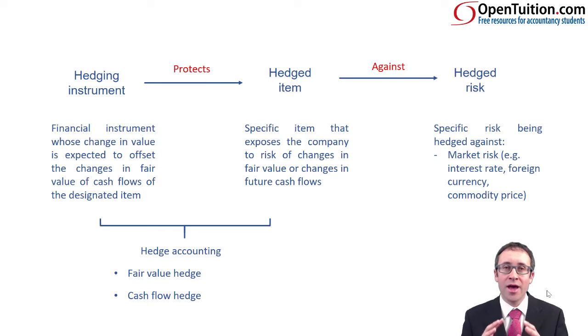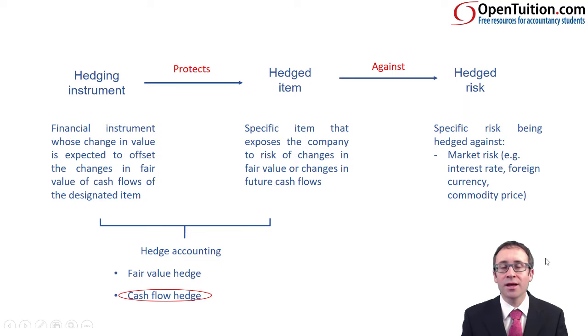We had a hedging instrument, so usually a future, that protected an item against a specific risk over which we were concerned about. So whether that was an increase in price, whether that was a reduction in price, it will all now start to become a little bit clearer as we start to look at the different types of hedge accounting.